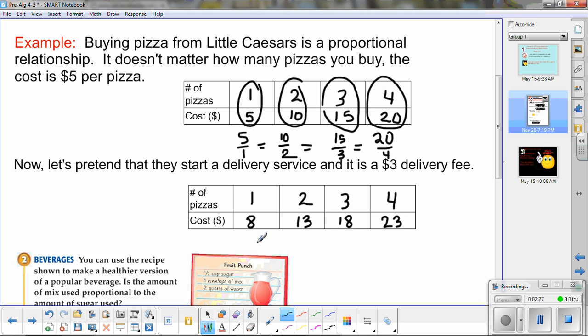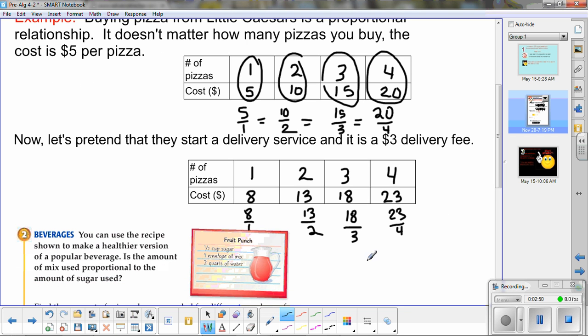Now if we write down these ratios, it's $8 for one pizza. It's $13 for two pizzas. $18 for three pizzas. And $23 for four pizzas. If we were to compare these four ratios, you would see that they are not the same. One way you can compare these is to change them all to decimals or figure out the cost per pizza. 8 over 1 is going to be 8.